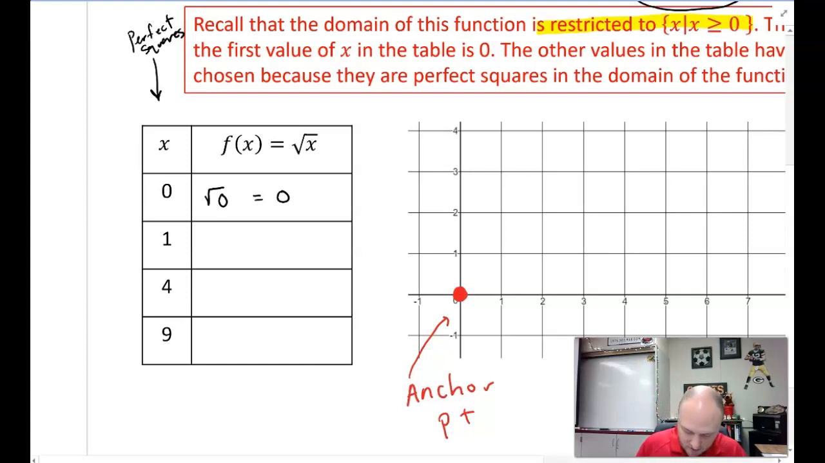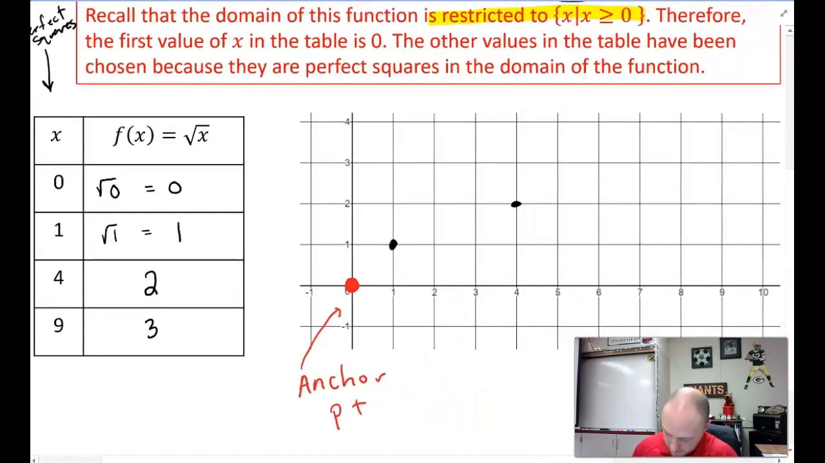The next x value, 1. What's the square root of 1? 1. These aren't too difficult. So then our next point is 1, 1. Okay, the next x value I'm going to plug in, 4, the next perfect square. The square root of 4 is 2, so 4, 2. And then the next x value, 9. So square root of 9 is 3. So 9, 3. Sometimes you can fit this one on the graph, sometimes not. So just let the graph kind of tell you.